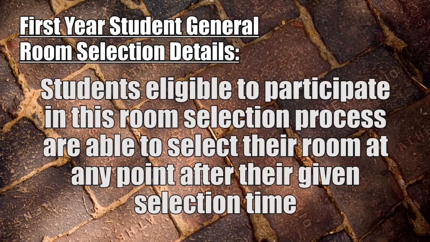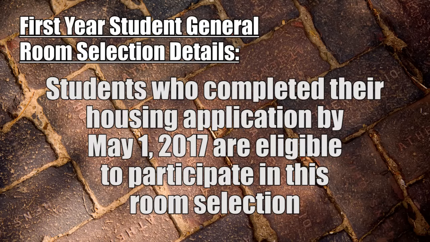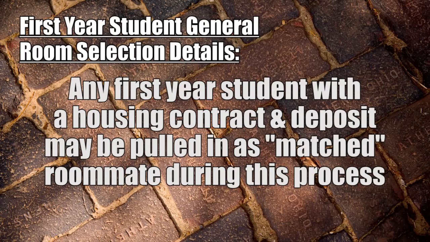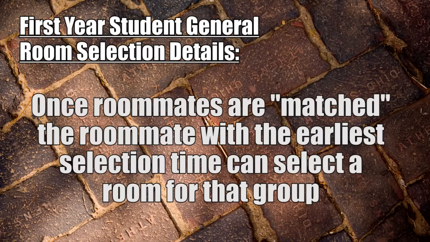Students eligible to participate in this room selection process are able to select the room at any point after their given selection time. Students who completed their housing application by May 1st, 2017 are eligible to participate in this room selection. Any student with a housing contract and deposit may be pulled in as a matched roommate during this process. Once roommates are matched, the student with the earliest selection time can select a room for the group.